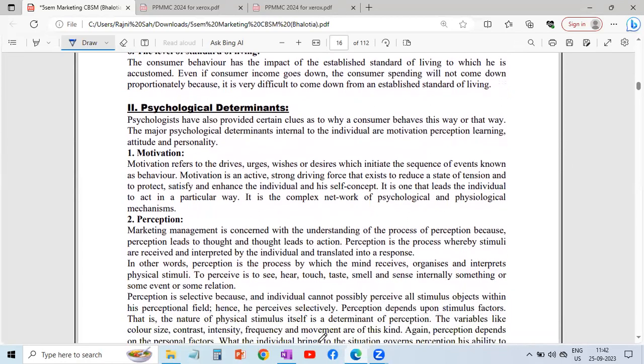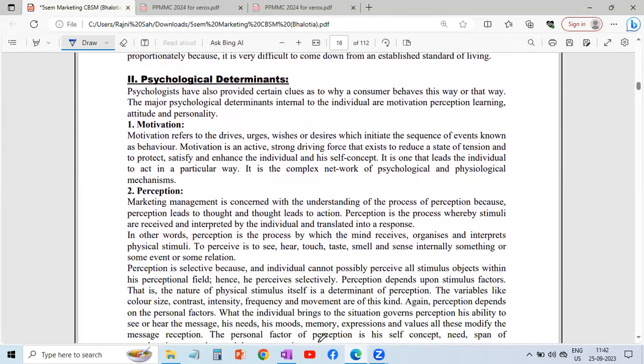So moving on to psychological determinants. Psychologists have also provided certain clues as to why a consumer behaves this way. Okay. The first is motivation. Motivation refers to the drives or urges or wishes which initiate the sequence of events known as behavior. Now, suppose you are buying something and you are not very interested in buying it, but you see someone else buying it and you feel, I think I should buy this as well.